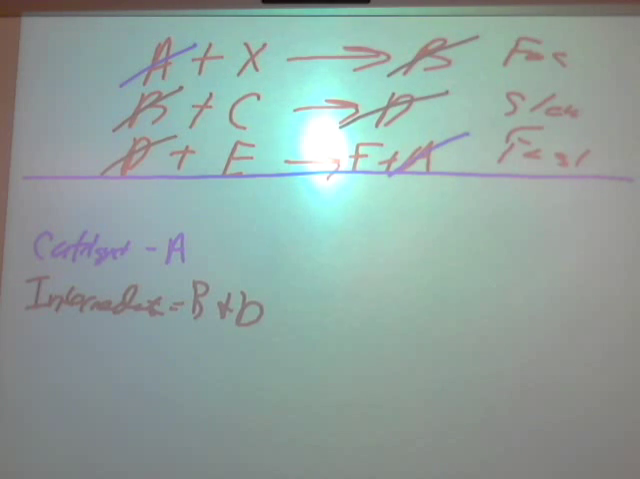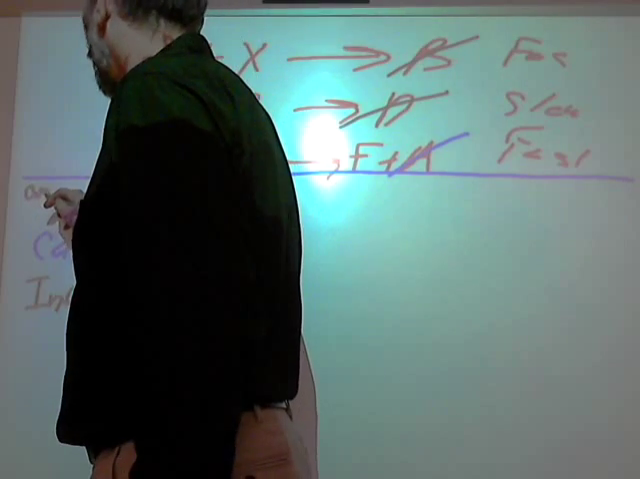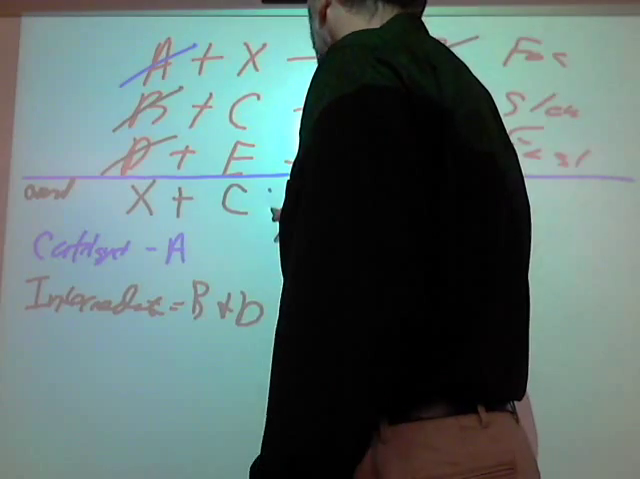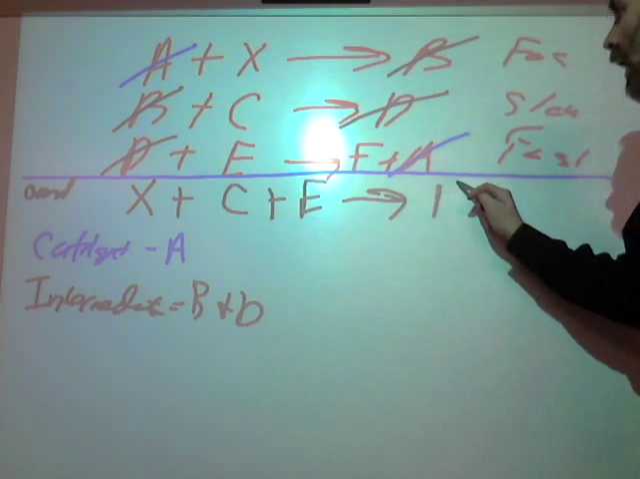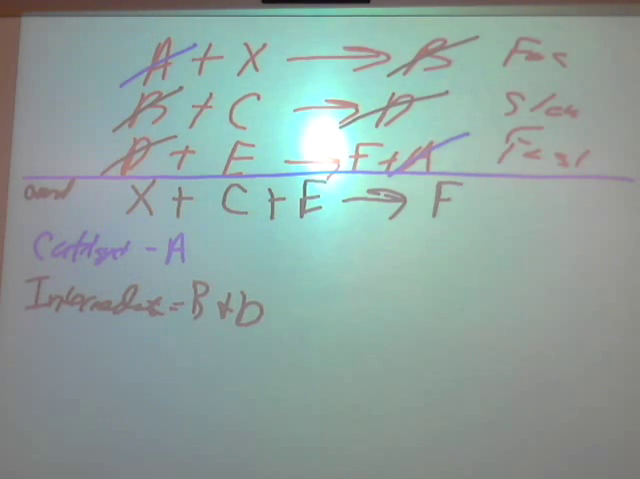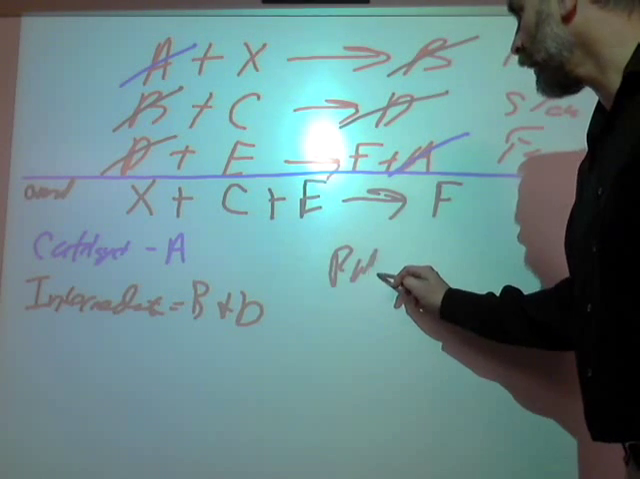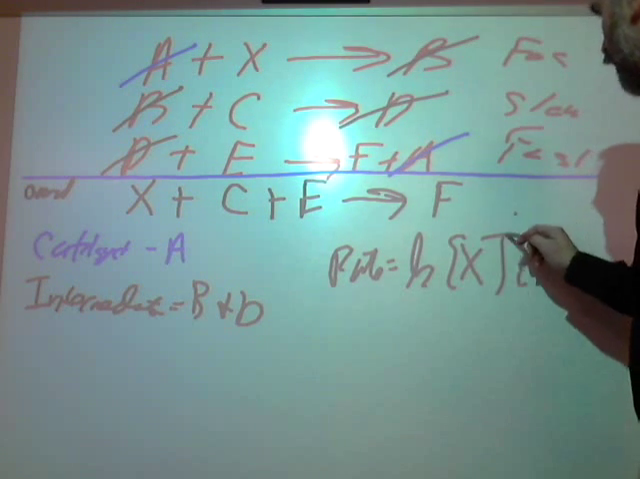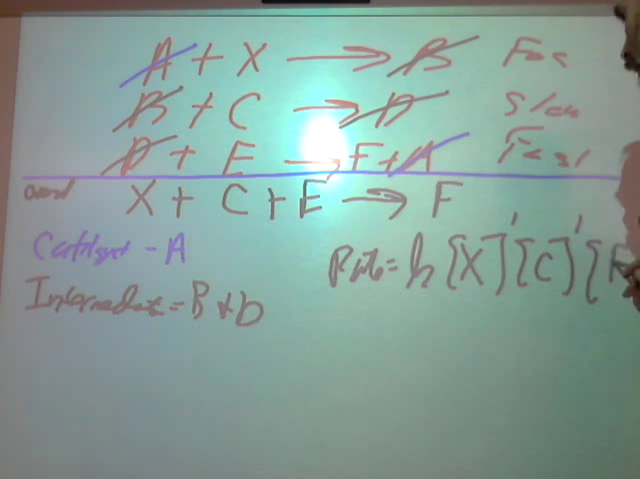Let's do the overall equation now. Basically, you do not include catalysts or intermediates in your final overall reaction. So if I want the overall reaction, it's just going to be X plus C plus E yields F. Got it? Make sense? And lastly, I asked you, what would the rate law expression look like? The rate law expression would equal K, X to the first power, C to the first power, E to the first power, wouldn't it? See why? That would be the rate law expression.